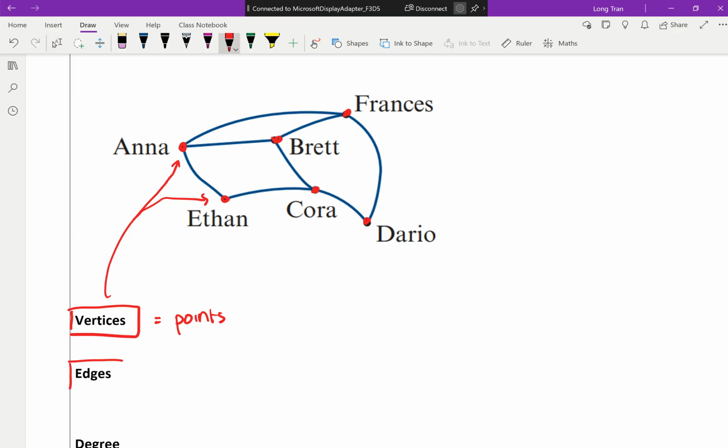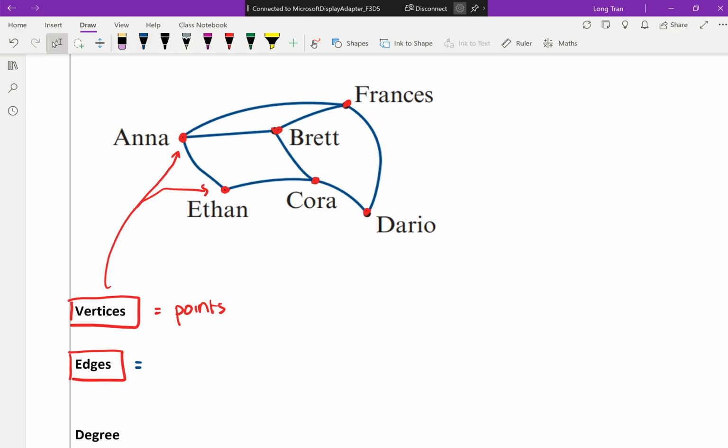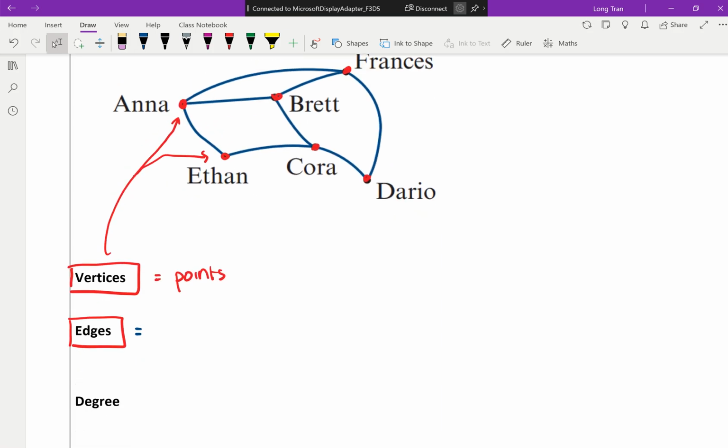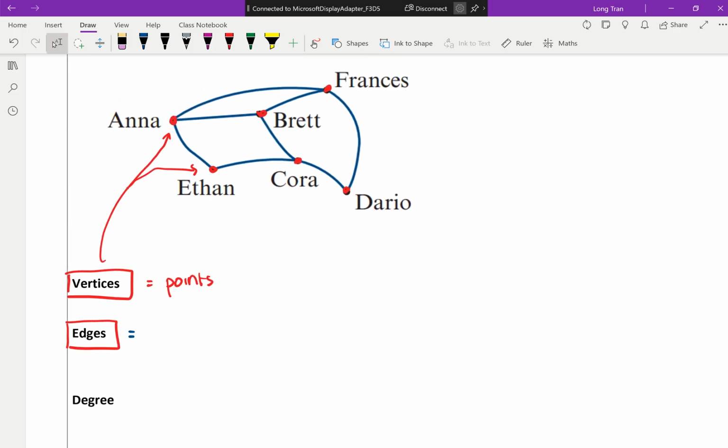What about edges? Listening, eyes and ears towards the board. Thank you. All right, we're up to it, guys. Let's focus. I know it's the last session.